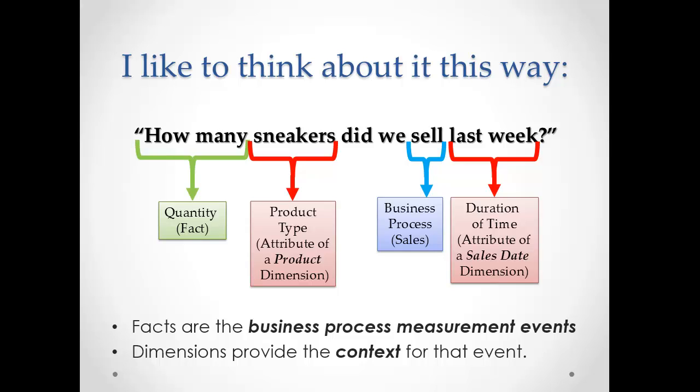So how many, that's our fact, that's a quantity. Sneakers, that's a product type, which is an attribute of the product dimension. It's a very specific product type. And then did we sell? That's the business process that we're trying to capture. So the data mart would be the sales data mart. Last week, that's a duration of time. That's another dimension. So as you can see, any type of query that you might ask of your data can be broken out into this same format.